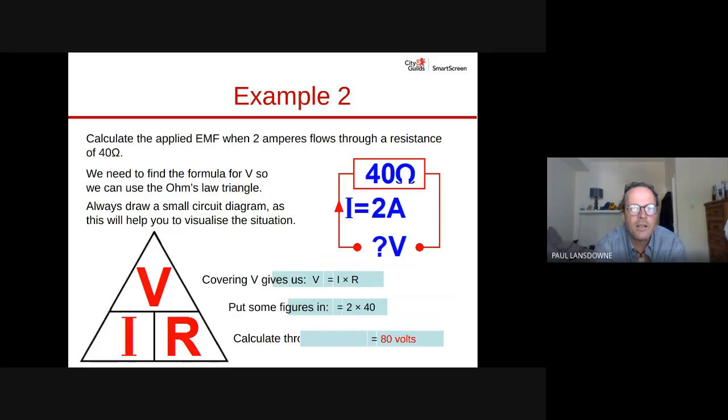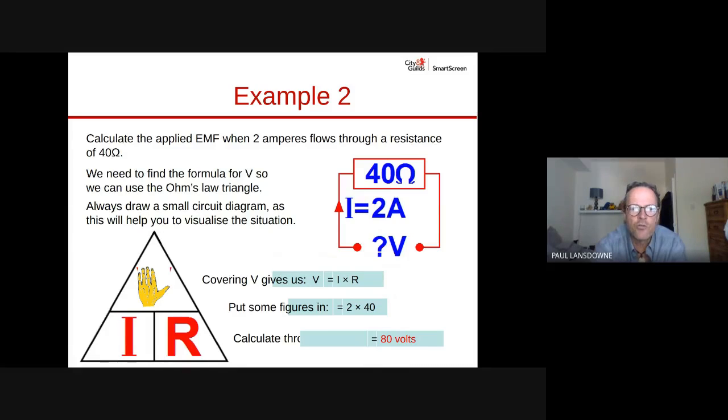So we'll have a similar thing here. Calculate the applied EMF when 2 amperes flows through a resistance of 40 ohms. So we need to find the formula for V. So if we cover up the V, we can see that we're left with I times R. So we end up with I times R, 2 times 40. It gives us 80 volts.